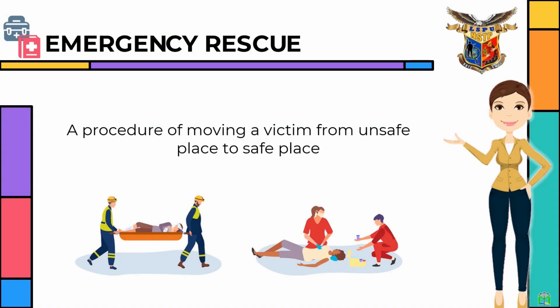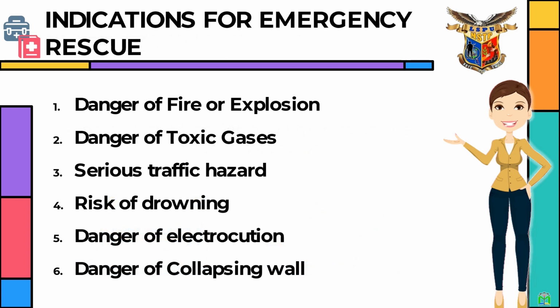Emergency rescue is a procedure of moving a victim from unsafe place to safe place. Indications for emergency rescue are the following: 1. Danger of fire or explosion. 2. Danger of toxic gases. 3. Serious traffic hazard. 4. Risk of drowning. 5. Danger of electrocution. 6. Danger of collapsing wall.